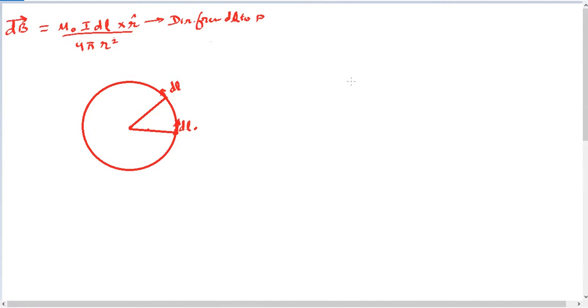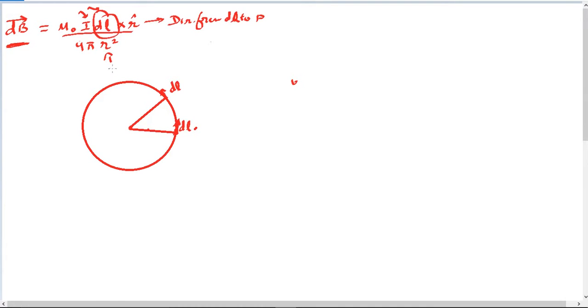Welcome. In this video we will try to derive the expression for magnetic field at the center of a current carrying loop. Now we're going to use the Biot-Savart law, which states that the magnetic field dB due to a small element dl is directly proportional to the length of the conductor, the current flowing through it, and inversely proportional to the distance between the point where we want to measure the magnetic field and dl.